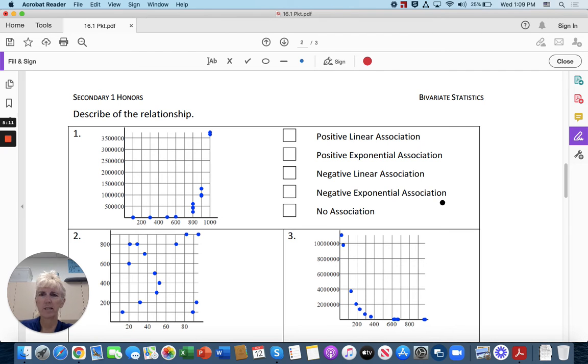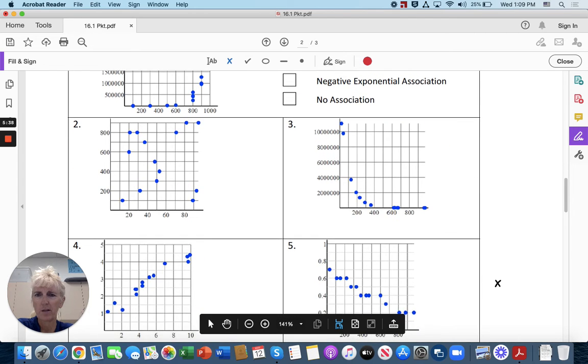Now we're going to describe the relationship. So let's see. This is low here, and then it's high. So that looks like it's exponential and it's increasing. So exponential positive association, because it's going up. I'll let you do 2 and 3 and figure those out.